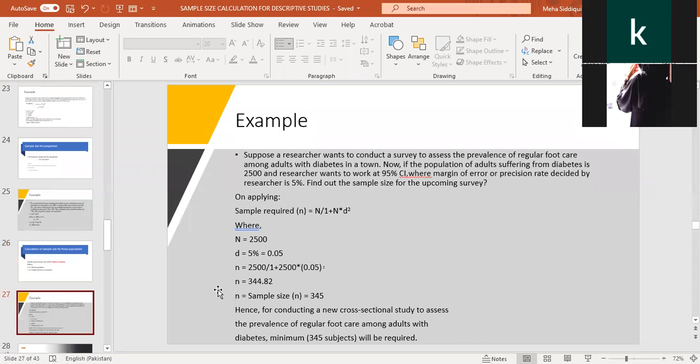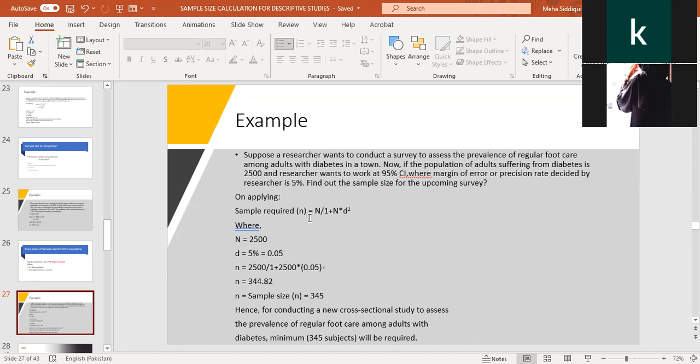Now, example, suppose a researcher wants to conduct a survey to assess the prevalence of regular foot care among adults with diabetes in a town. Now, if the population of adults suffering from diabetes is 2,500 and researcher wants to work at 95% confidence interval, where margin of error or precision decided by researcher is 5%, find out the sample size for upcoming survey.